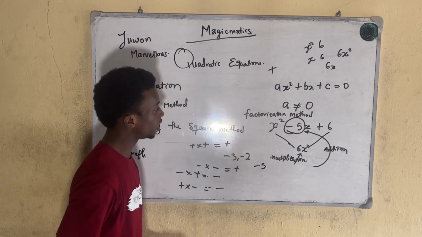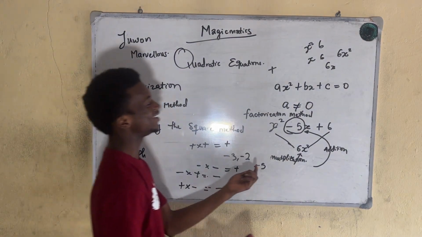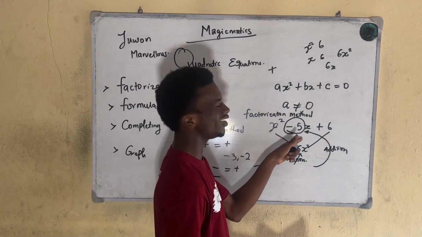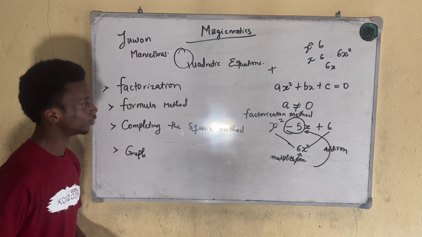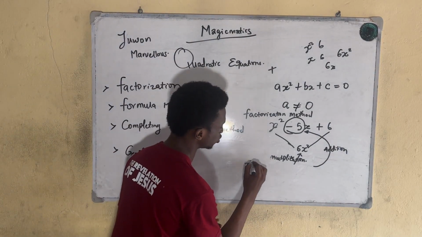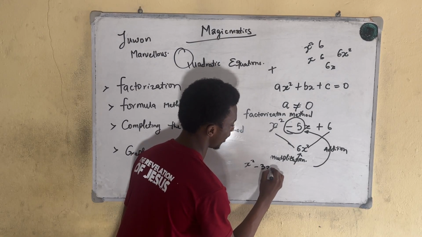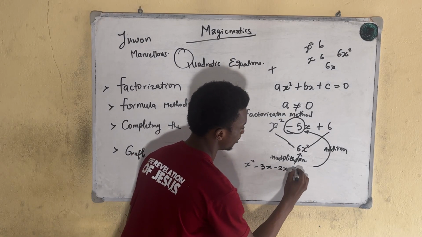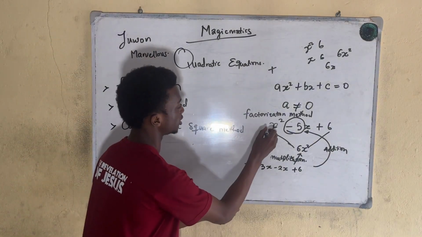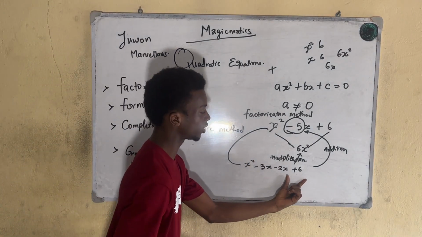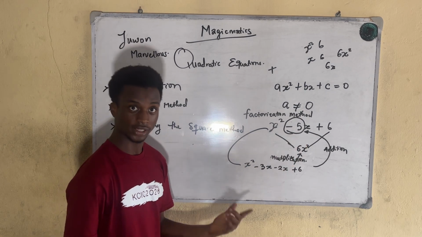Is that okay? So now what you're going to do is that you're going to insert this into this. You will exchange minus 3 and minus 2: x squared minus 3x minus 2x plus 6. I didn't do anything. I just brought this down. If you do minus 3x and minus 2x, it's still going to give you what? Minus 5x. Is that okay?